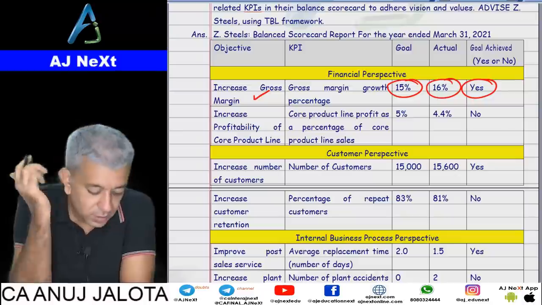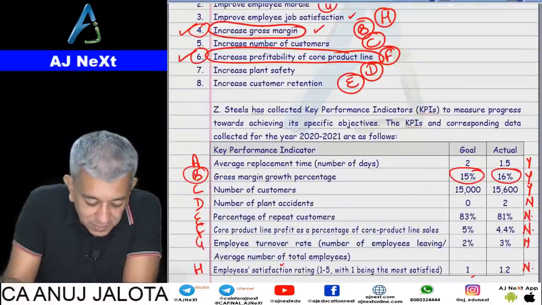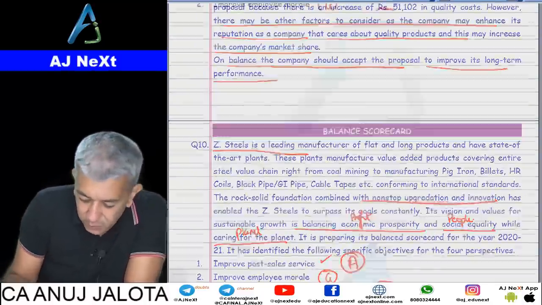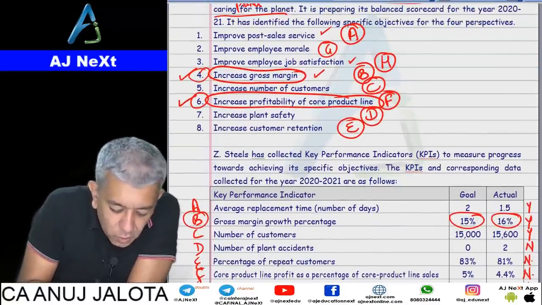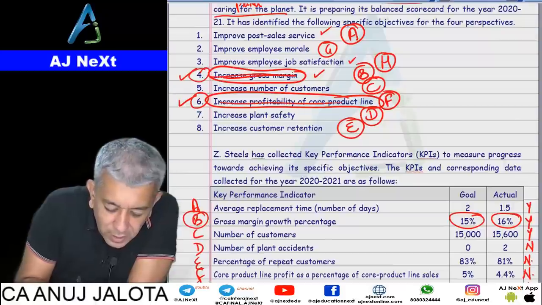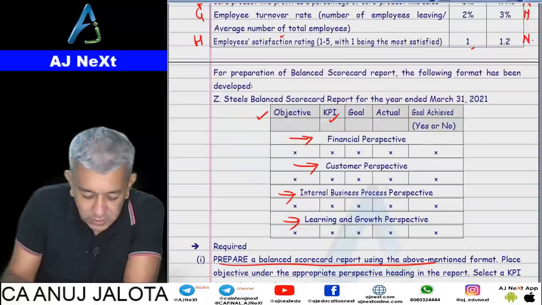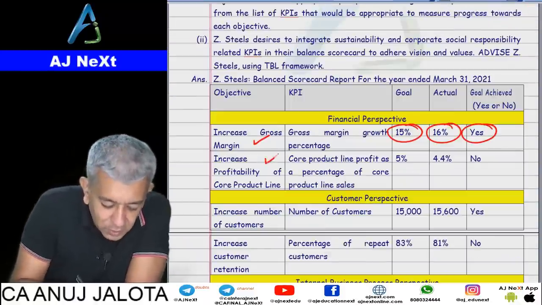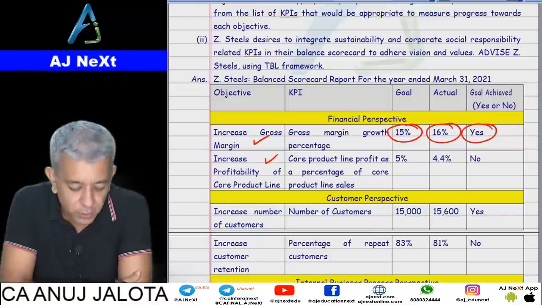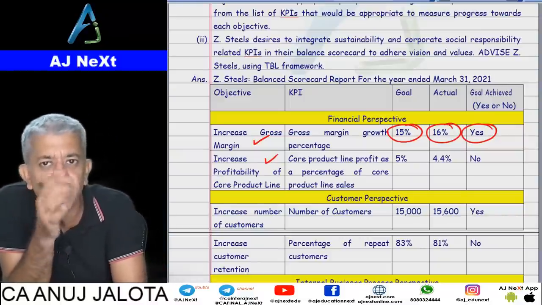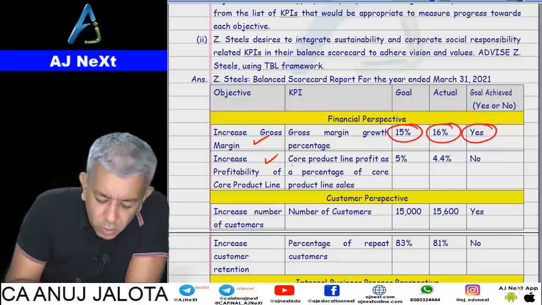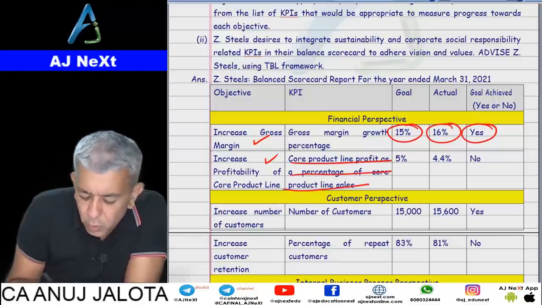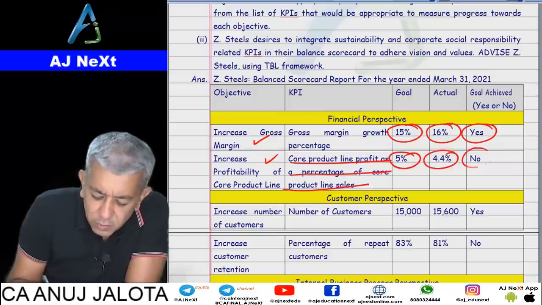चलो किया, ठीक है. अभी उसके बाद मेरे ख्याल से फाइनेंशियल परस्पेक्टिव के अंदर अपन लोगों ने दो चीजों की बात कर ही ली है. एक यहाँ पे इंक्रीज ग्रॉस मार्जिन, ठीक है, उसके बाद इंक्रीज प्रॉफिटेबिलिटी. तो यही वाला चीज उन लोगों ने यहाँ पे मेरे ख्याल से लिख दिया, इंक्रीज प्रॉफिटेबिलिटी ऑफ कोर प्रोडक्ट लाइन. आई गेस आउट ऑफ 8 परस्पेक्टिव दीज आर द ओनली 2 वंस दैट डील अबाउट द फाइनेंशियल परस्पेक्टिव. ओके, तो कोर प्रोडक्ट लाइन एज अ परसेंटेज ऑफ कोर प्रोडक्ट लाइन सेल्स 5%, 4.4, सो देयरफॉर दैट्स नॉट अचीव.